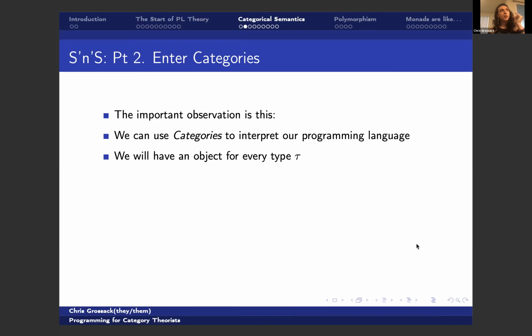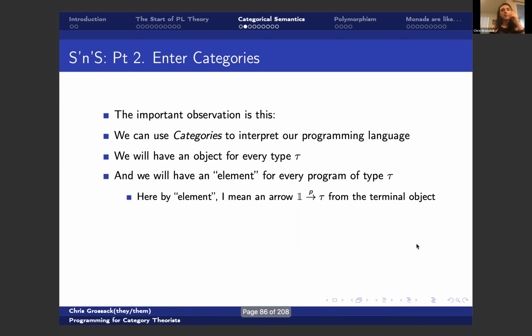So the plan is that for every type that we have in our programming language, we're going to pick some object of our category. And then for every program of that type, we will have an element, where by an element, I mean in the category theoretic sense of an arrow from the terminal object. I mean an arrow from the terminal object to whatever object I've decided represents tau, corresponding to the program.